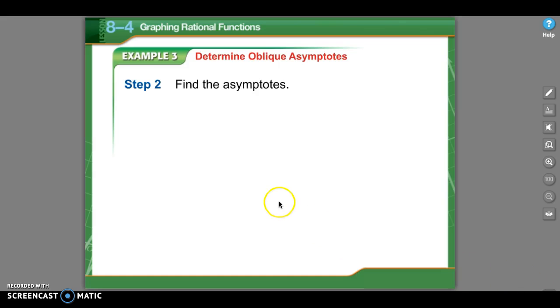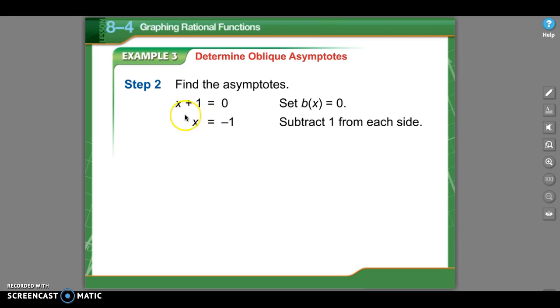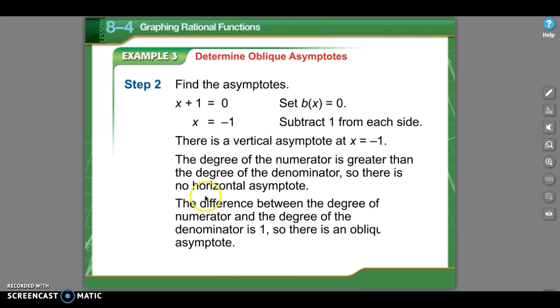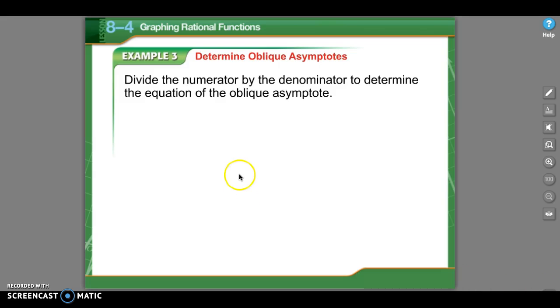They're going to say step 2, find your asymptotes. So our vertical asymptote, like we already said, was negative 1. The degree of the numerator is greater than the degree of the denominator, so there is no horizontal asymptote. But the difference between those degrees is 1, so there is an oblique asymptote. And that's the thing that we already found.